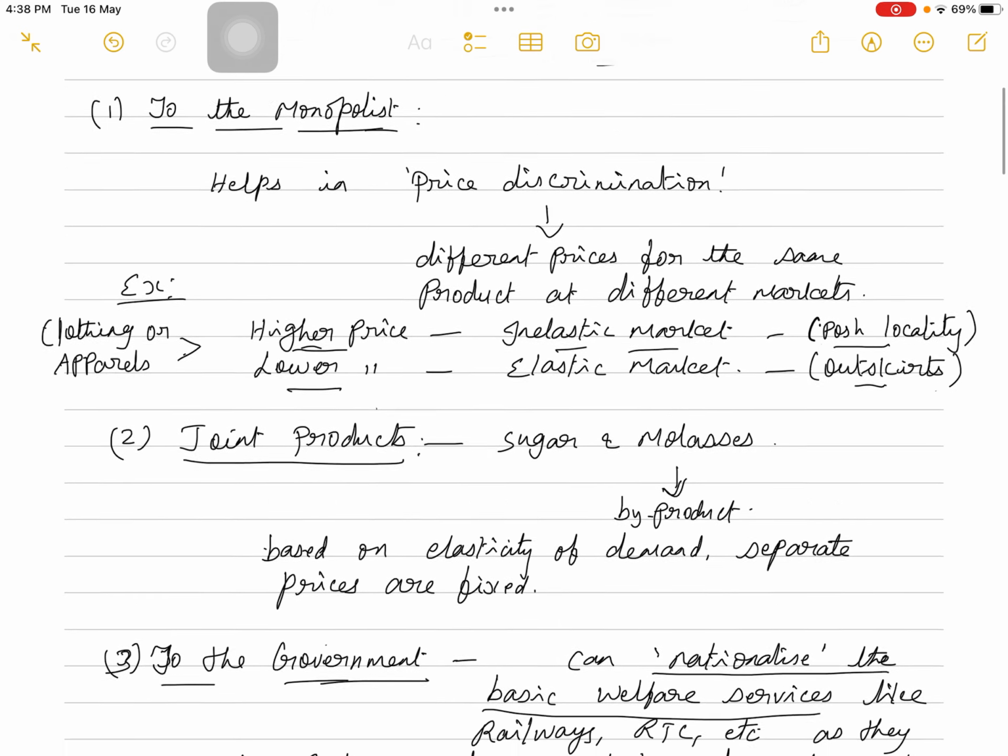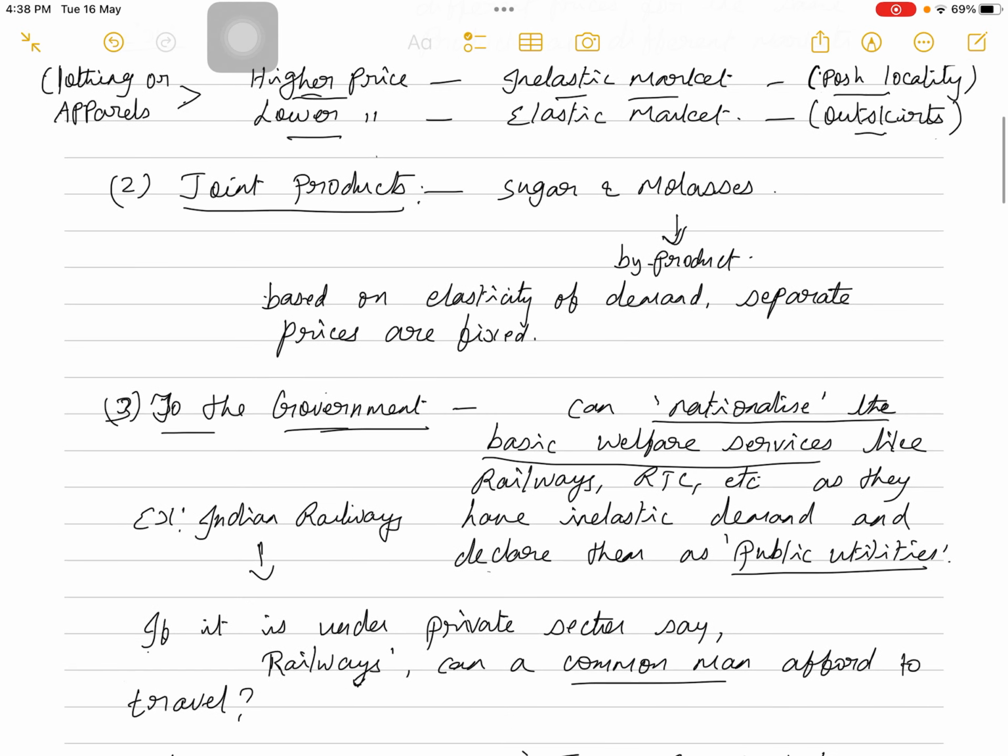Then the next advantage of elasticity of demand is to fix the prices for joint products. Joint products are commodities where there will be a byproduct if you are manufacturing certain commodities. For example, sugar and molasses. During the manufacture of sugar, molasses is automatically derived as another product, which is the byproduct, that is the molasses.